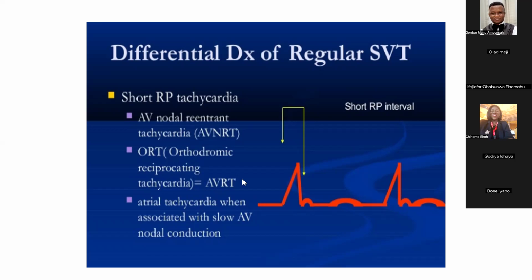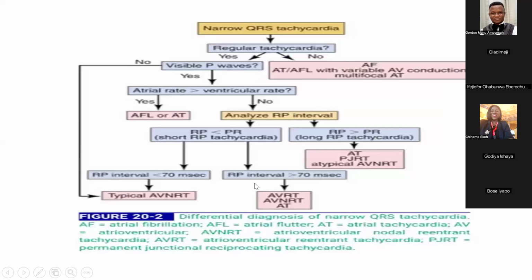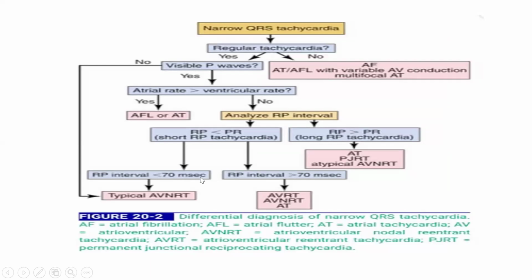Now, so what makes something a long RP? If we have questions, please just kindly ask. So what differentiates a long RP from a short RP is the timing. It's the timing. So it's between the R and the P. If it's less than 70 milliseconds, you will say it's a short RP interval. If it is more than 70 milliseconds, you will say it's a long RP interval.